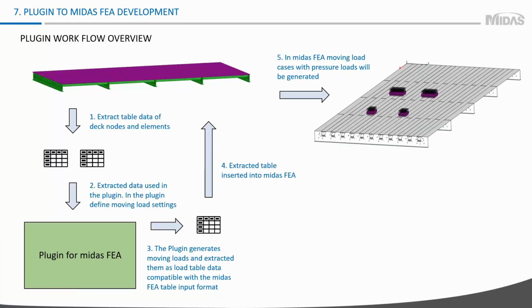Alright, so this is the briefly described workflow. You create a detailed model, then you extract the deck node coordinates and element data from Midas FEA and put all this data inside the plugin. You define settings of moving loads, generate the pressure loads, extract them into a table of pressure loads and put it inside the Midas FEA software. And after that, moving loads will be generated for you.